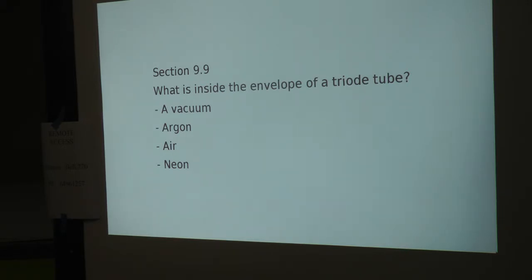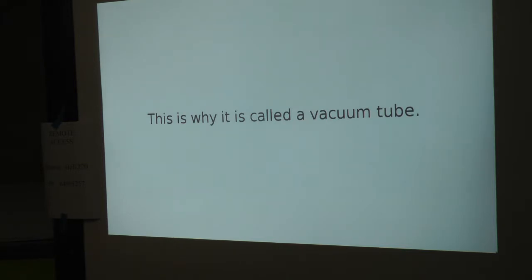What is inside the envelope of a triode tube? Argon. I used to call them vacuum tubes. Yeah, it's a vacuum. Oh, yeah, but what's inside the envelope? That's where you're getting me off on. They're using the word envelope, like they use broadside when they're talking about antennas. It's just to confuse you. They're talking about the glass case.